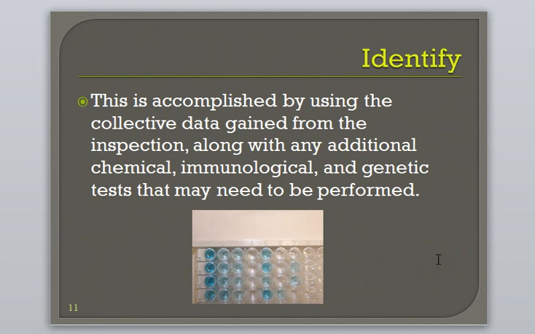The purpose of the 5 I's is to identify the types of microbes that were initially isolated. This is accomplished by gathering data from the inspection process as well as many other types of assays, such as ELISAs, DNA analysis, chemical tests, and more. From these tests, we can gather information on the metabolic functions, genetics, and more. This will help us to identify the microbe.